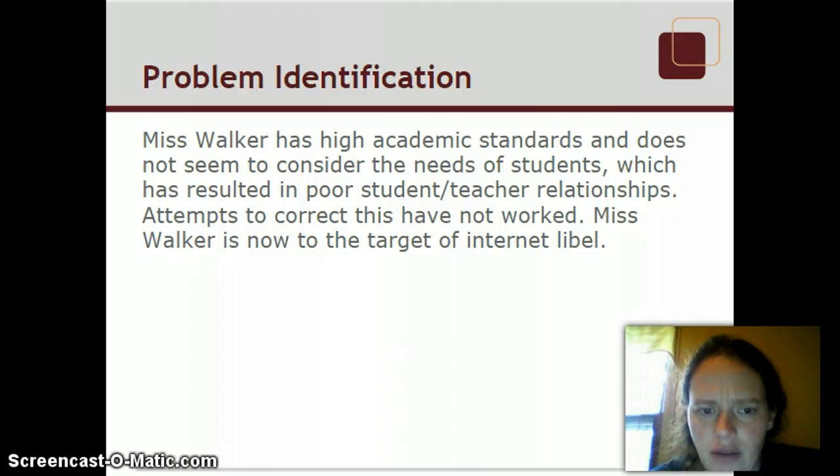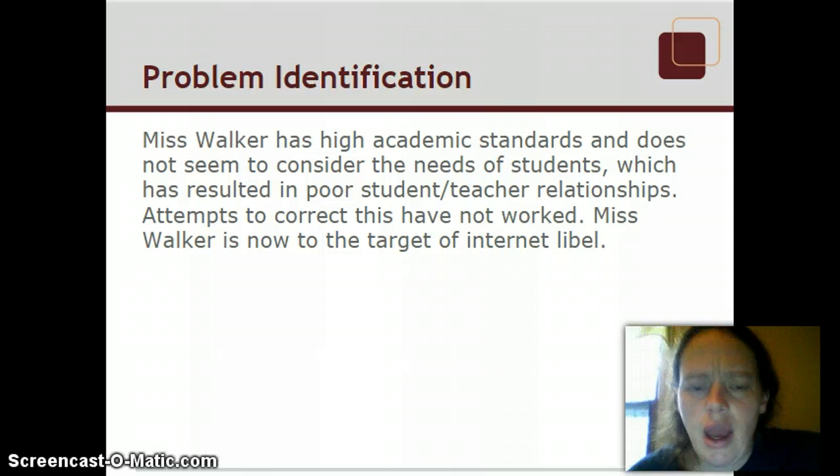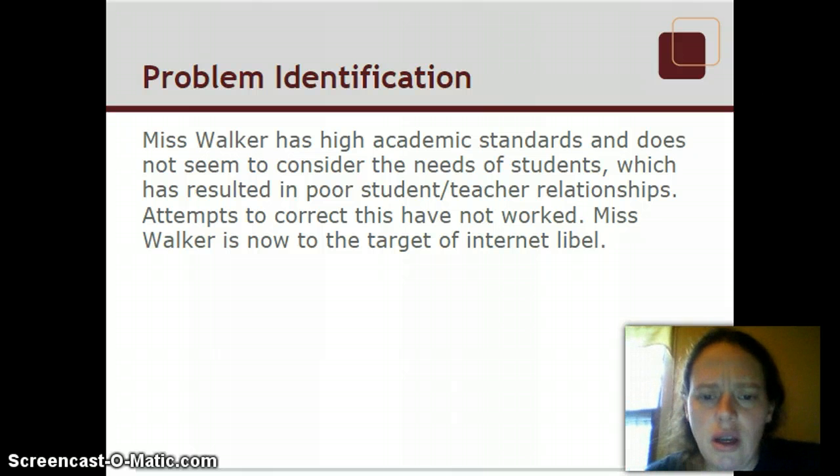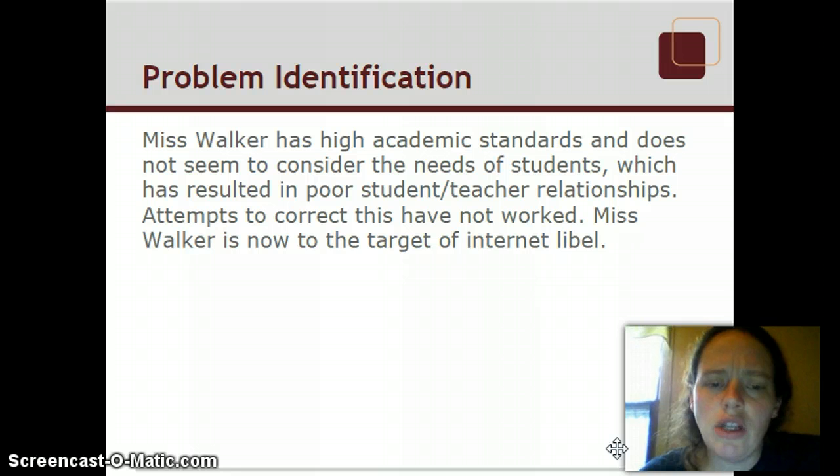Okay, so the problem identification here, if you want to get right down to it, is this: Miss Walker has high academic standards and does not seem to consider the needs of the students specifically. This has resulted in a poor teacher-student relationship. Attempts to correct this have not worked so far, and Miss Walker is now the target of internet libel.